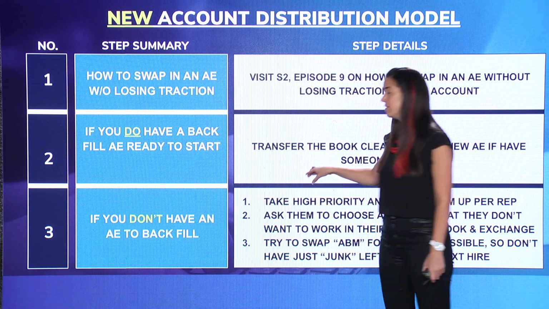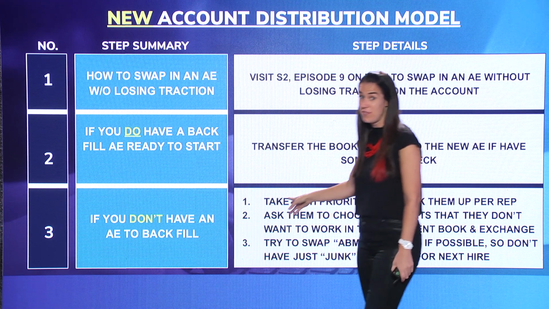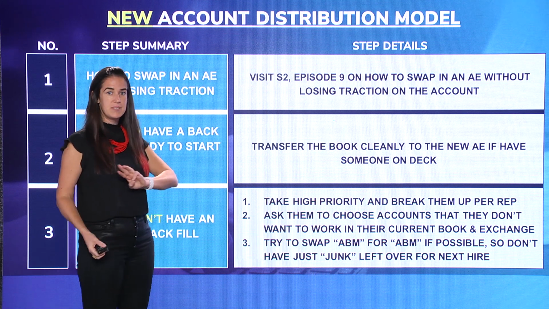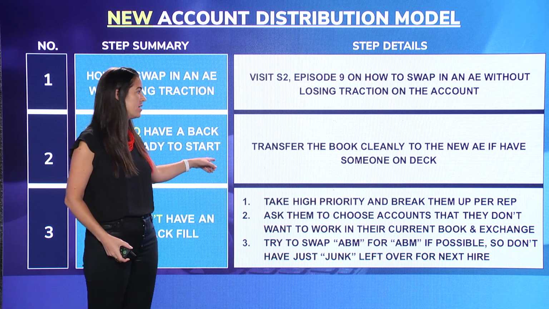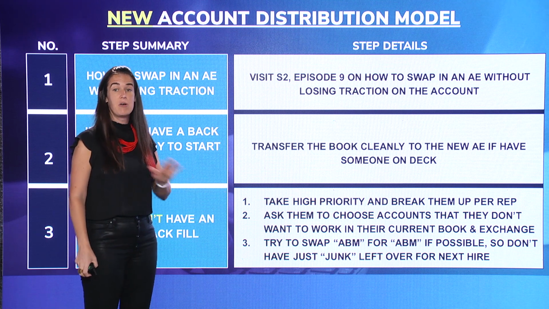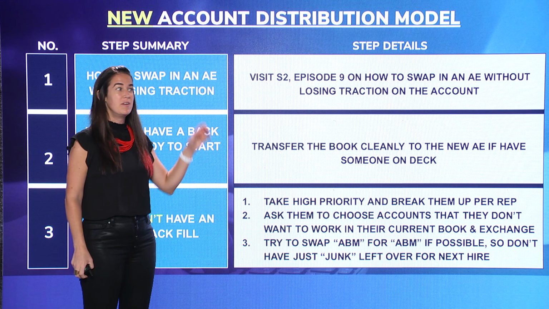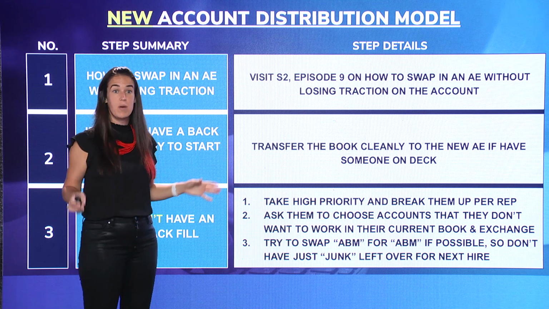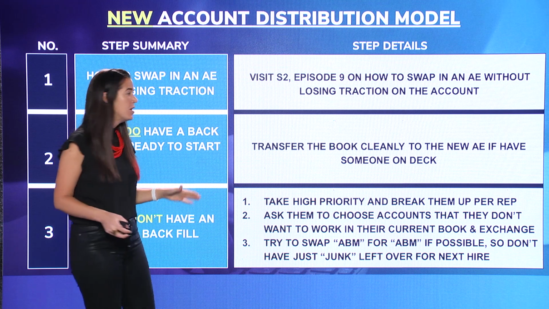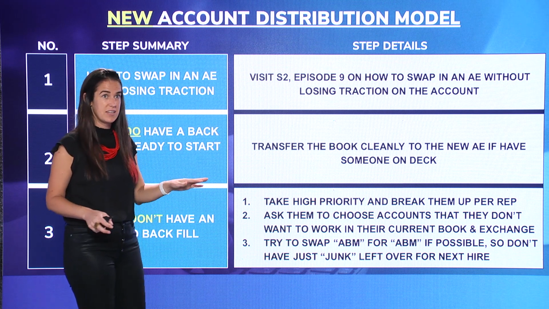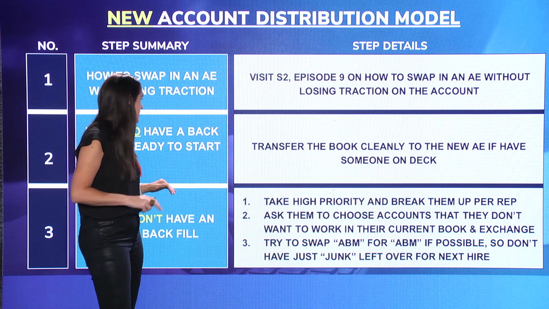And then number 3, in the most likely case scenario, you don't have an AE to backfill. In this case, I would do 3 steps. I would take the high priority deals, meaning the deals that are mid-cycle that Ben was working, and I would break them up per rep. I would, again, use the criterion on the first slide when I'm evaluating which rep I should give this to, but I would break them up to the reps that I have existing within my team.